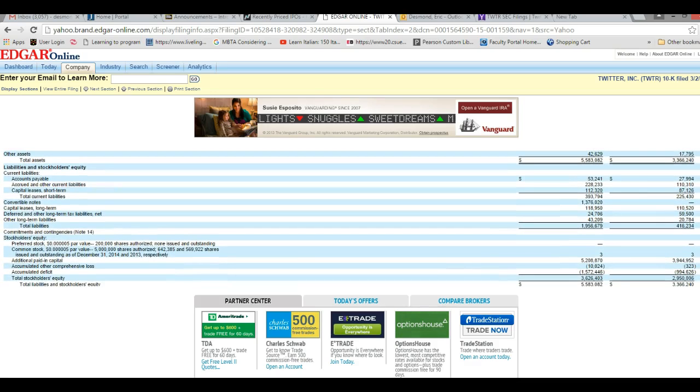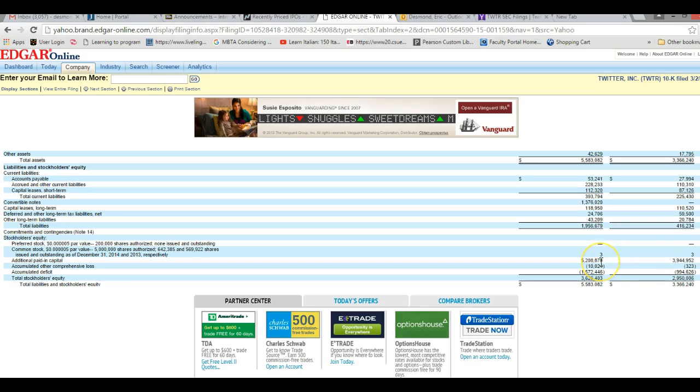And then we go down to liabilities and we see what's going on with liabilities. Looks like liabilities doubled here. Accrued and other current liabilities, that's doubled. Any other huge jumps right here? Capital leases, it appears, convertible notes. There were no convertible notes in 2013, yet there were in 2014. And deferred and other long-term tax liabilities have gone down.